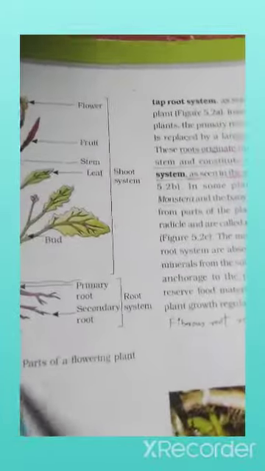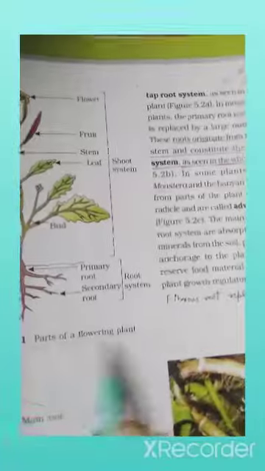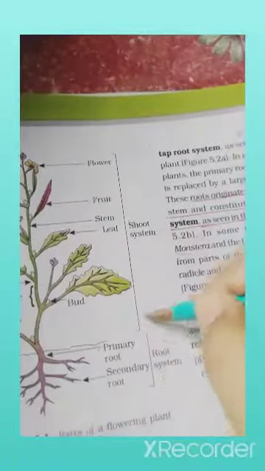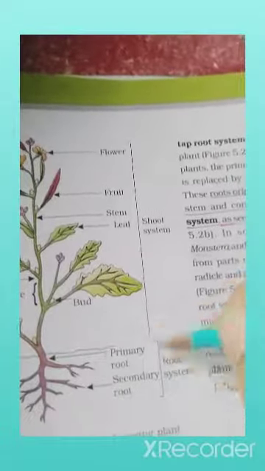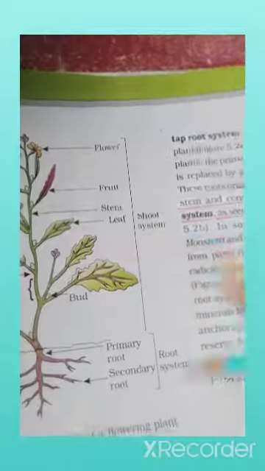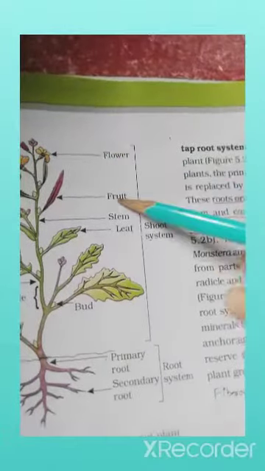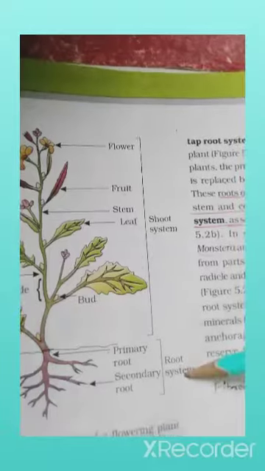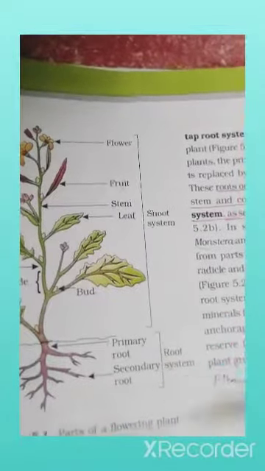The figure 5.1 shows the parts of the flowering plant. This is a part, root system, which is below the underground, and which is above the ground is shoot system. It constitutes of flower, fruit, stem, leaves, nodes, internodes, buds. And the root system constitutes of the primary root and the secondary root.